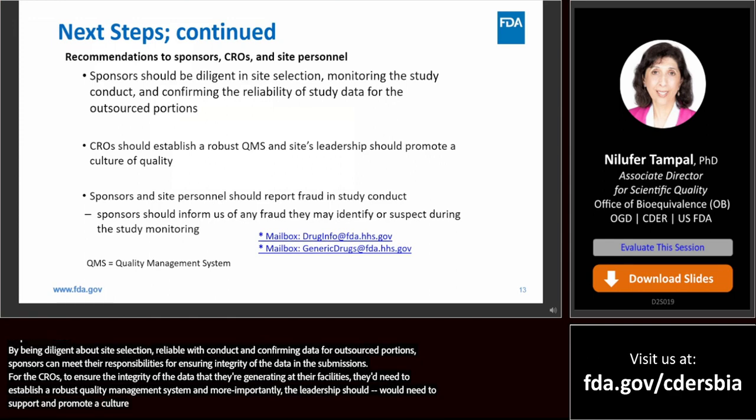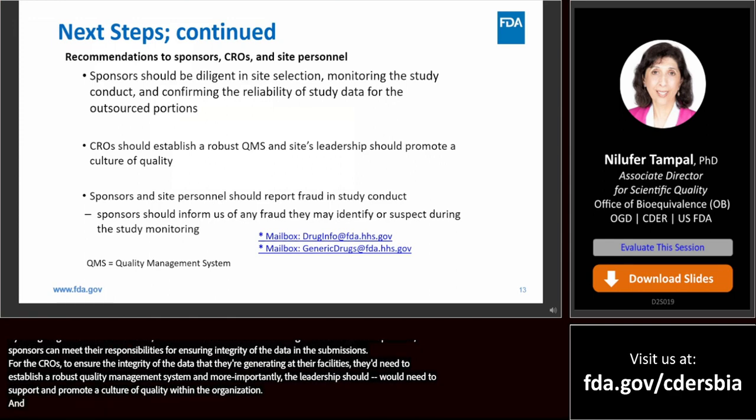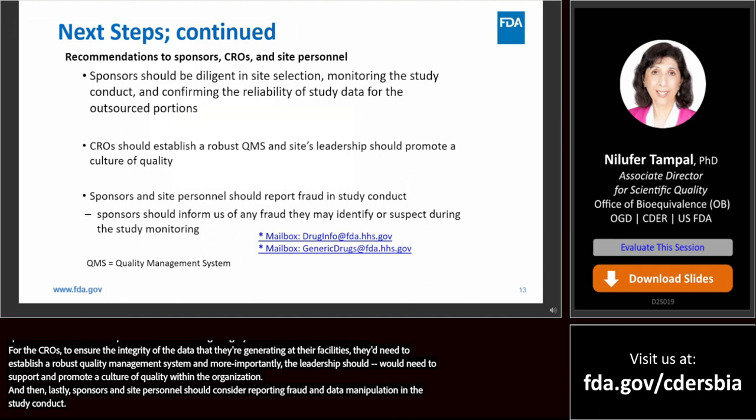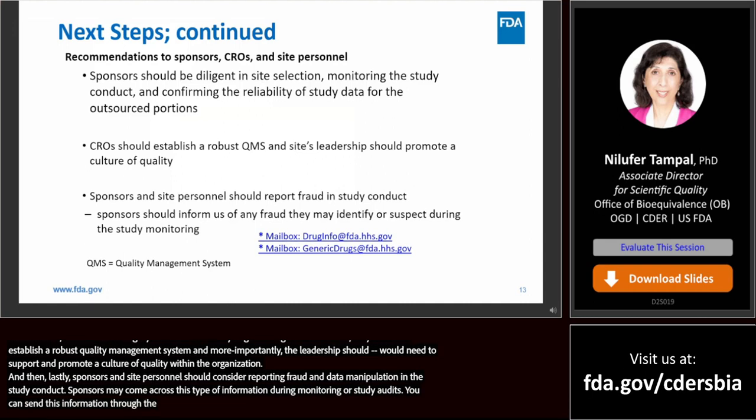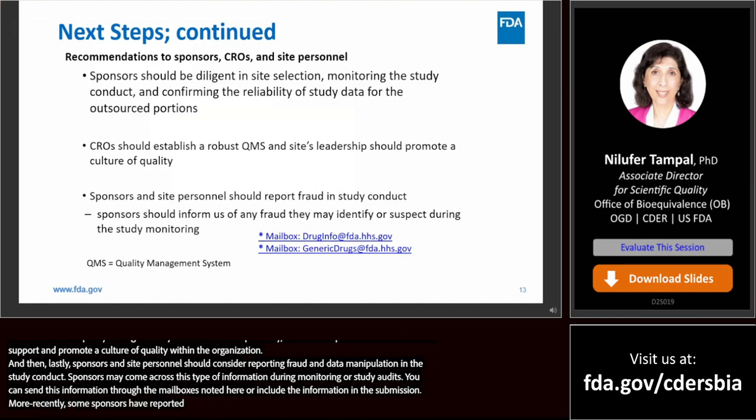And then lastly, sponsors and site personnel should consider reporting fraud and data manipulation in the study conduct. Sponsors may come across this type of information either during their monitoring or study audits. And you can send this information through the mailboxes noted here or include the information in the submission. More recently, some sponsors have reported to us unreliable data that were identified during their audits. And we greatly appreciate that type of transparency.